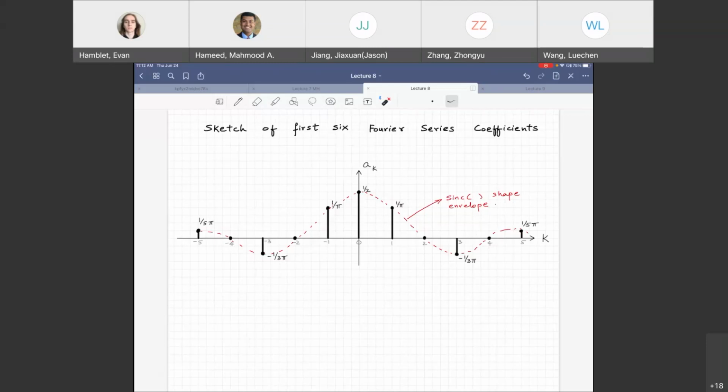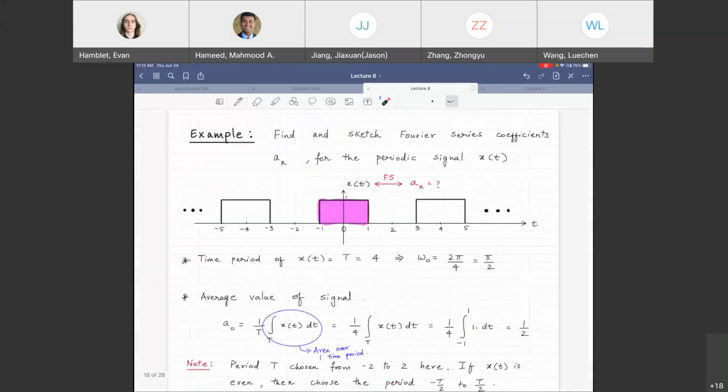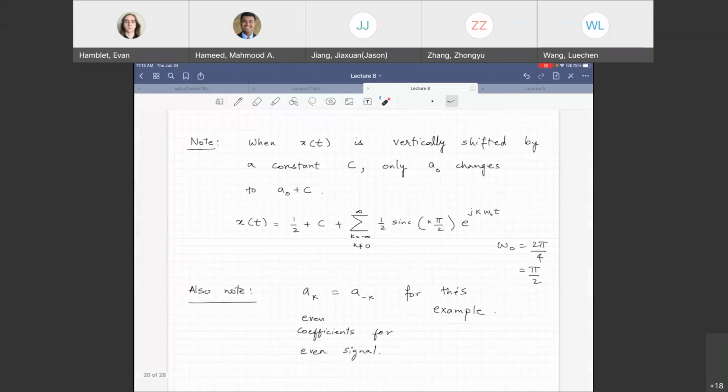Fourier series coefficients are real and even because our signal that we started off with was real and even. Yeah, that's one symmetry property of Fourier series coefficients. If the signal that you start off with is real and even, then the Fourier series coefficients will also be real and even. We'll take a look at the symmetry properties later on when we start talking about the properties of Fourier series.